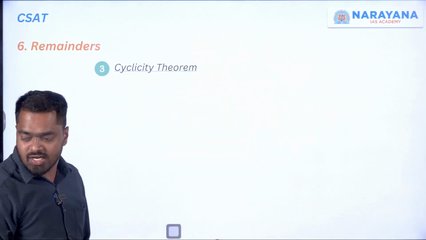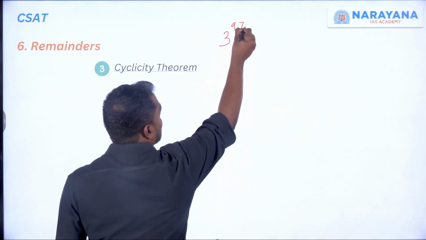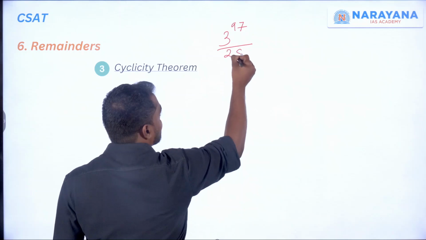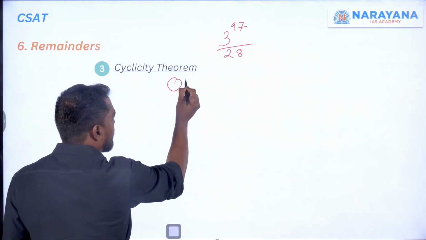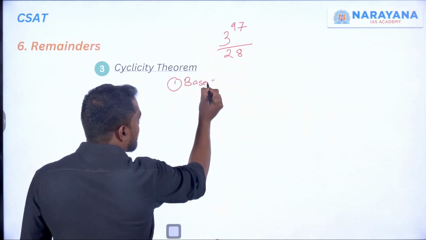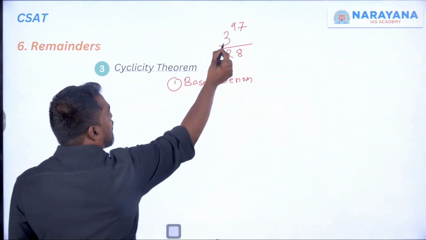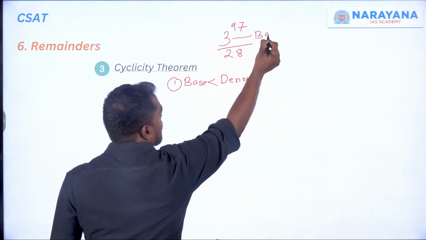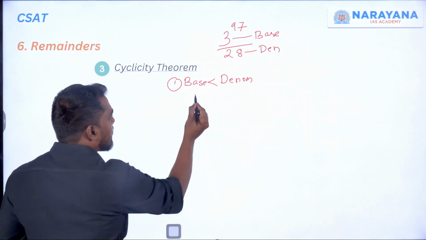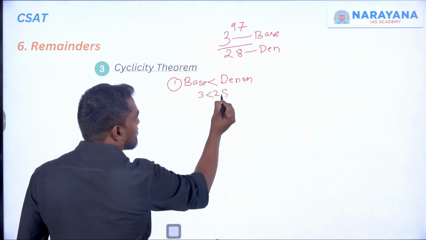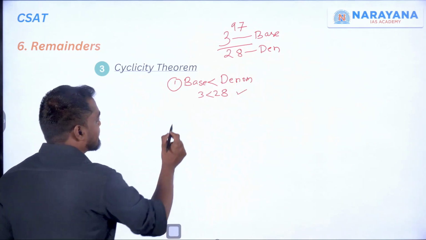So the example, 3 to the power 97 by 28. So this is the expression. What is the first step? Base should be less than denominator. Here, what is the base? 3 is the base and 28 is the denominator. 3 is less than 28. Okay, so the condition is satisfied. You can move to the next step.